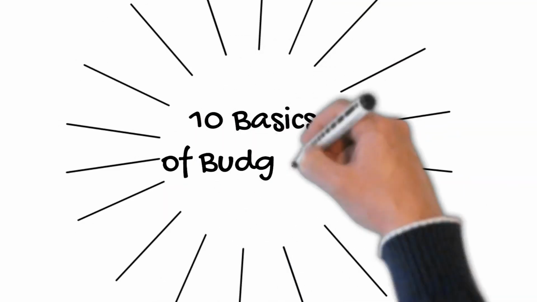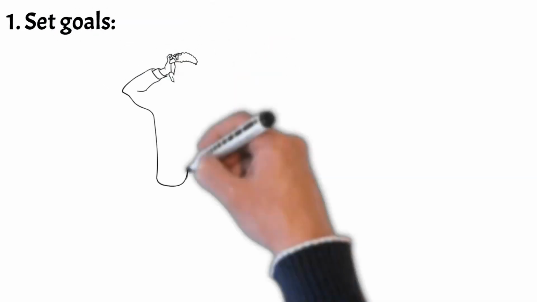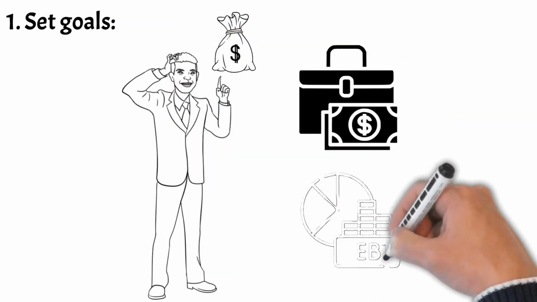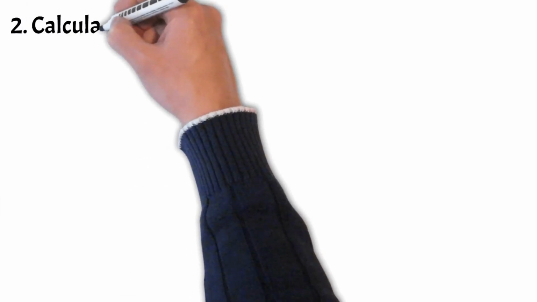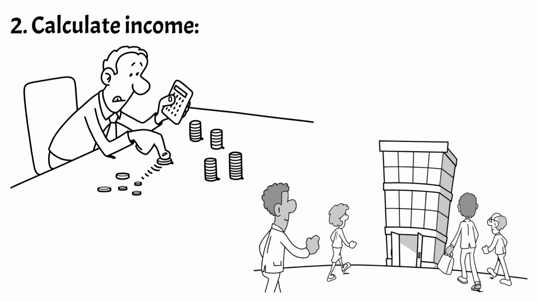10 Basics of Budgeting. Here's a short guide to budgeting. 1. Set goals. Identify what you want to achieve financially, like saving for a trip or paying off debt. 2. Calculate income. Add up all the money you earn each month, including from work or other sources.